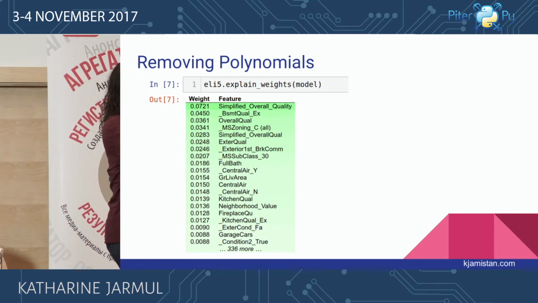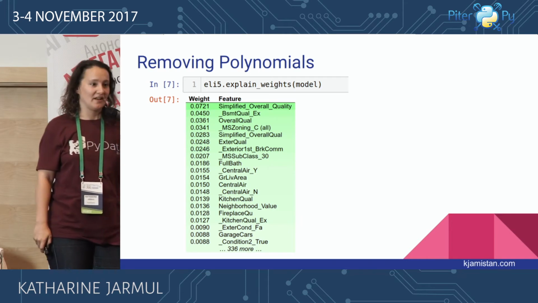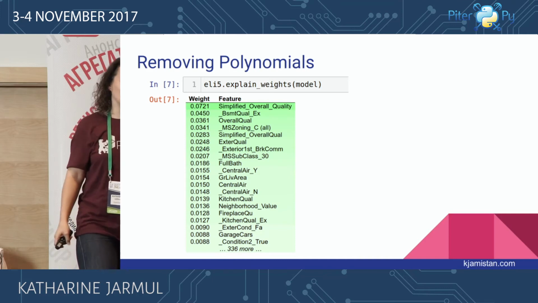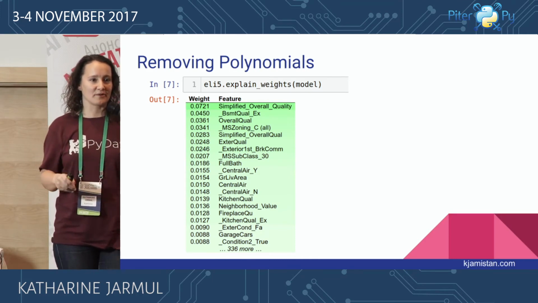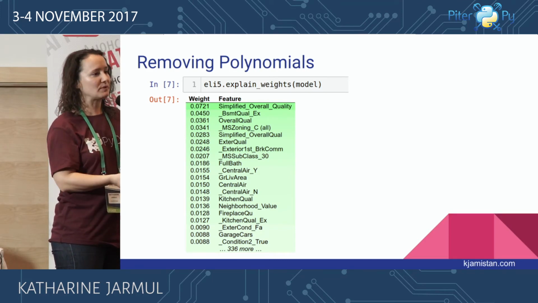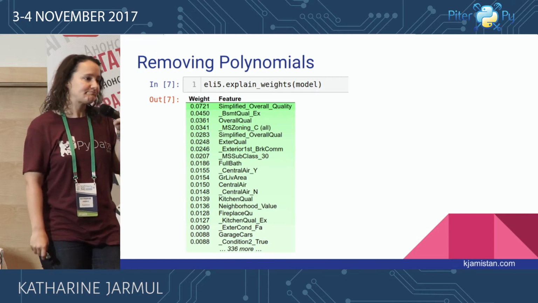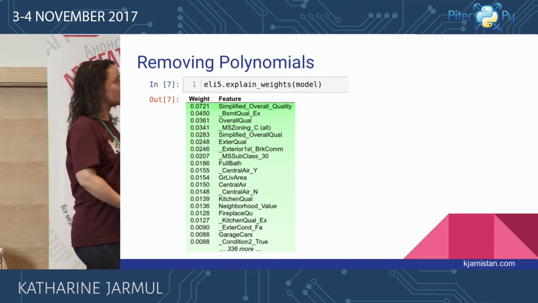And we see that we have some repetition. We also see that at the bottom, I don't know if it's readable, but here it says 336 more. So it has all of these features and then 336 more. There is no way that I'm going to be able to make something explainable out of something with 360 features or so. It is just not going to work.